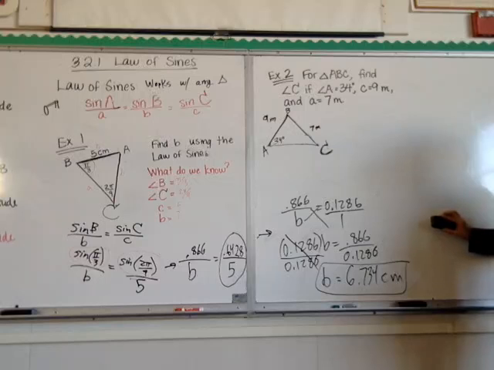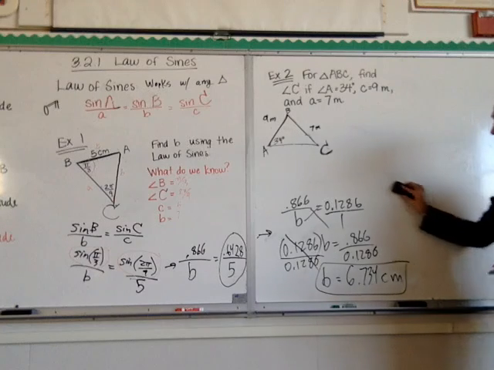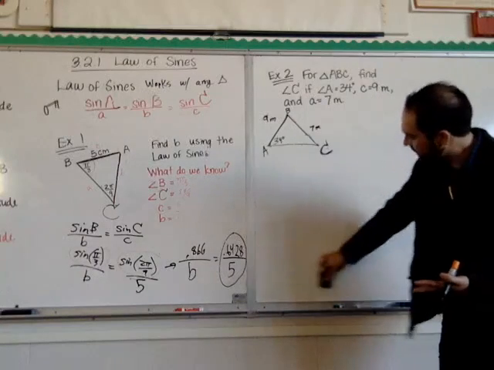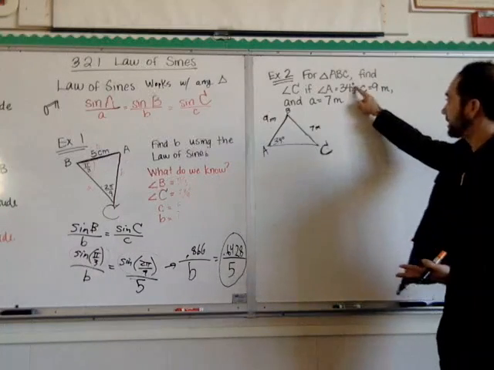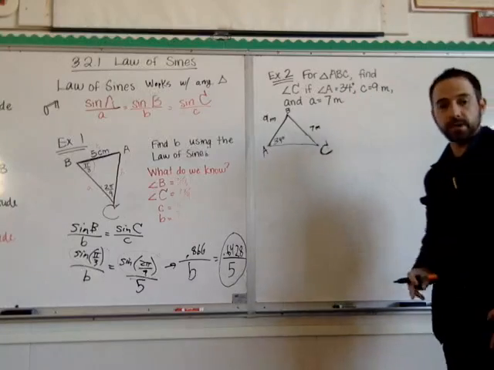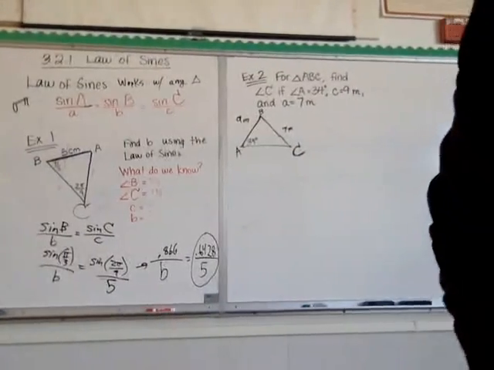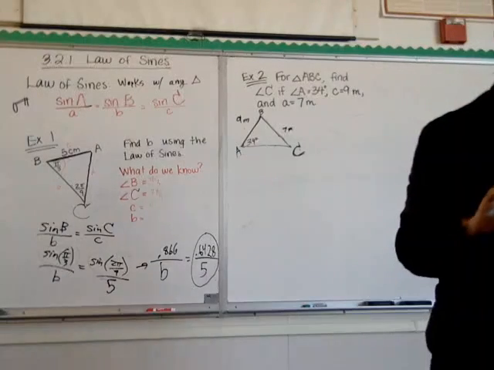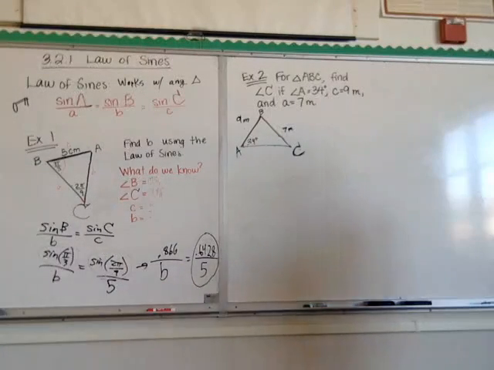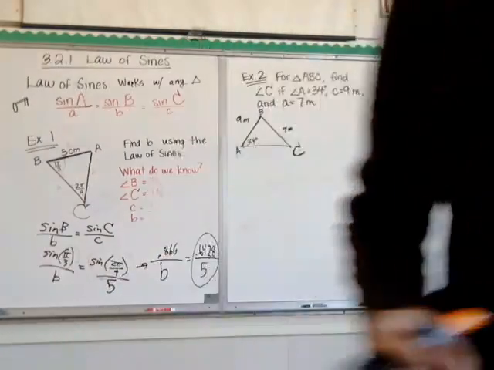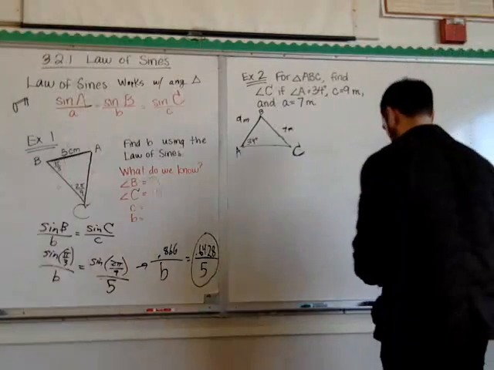This next one is going to be very similar. I just need to ask you, what mode are we going to be in for our calculator? Degrees. The clue? It gives you 34 degrees as one of the angles. So go ahead and switch your calculator back. Degrees, good. All right, let's look at this really close.